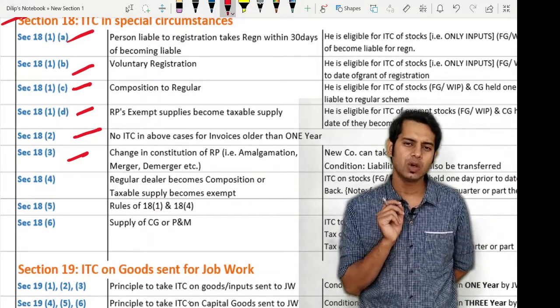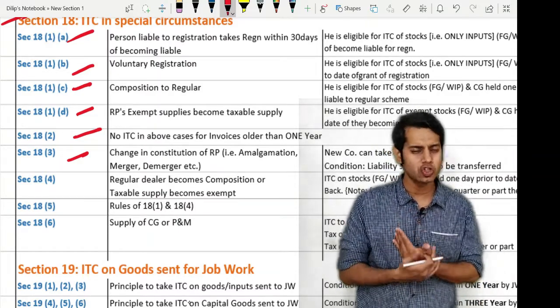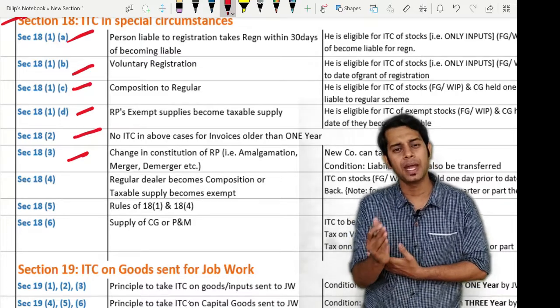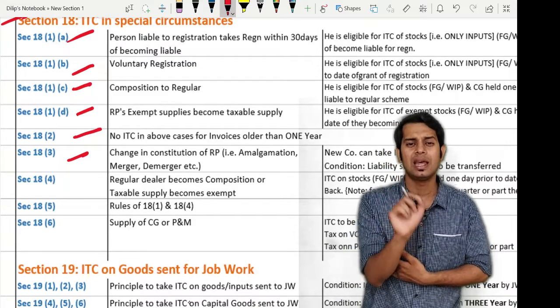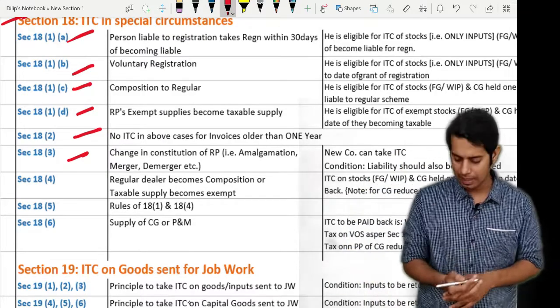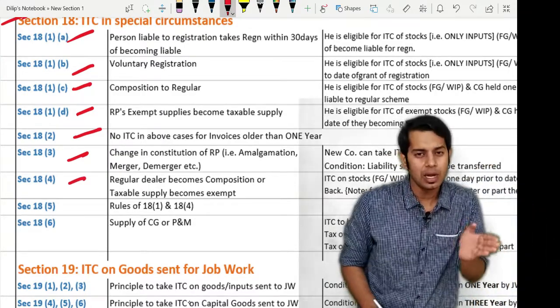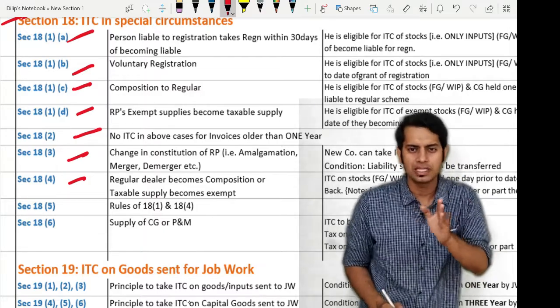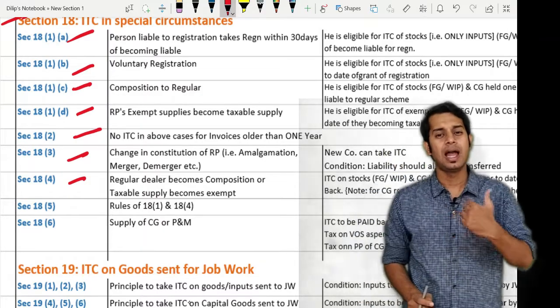Section 18(3) talks about change in constitution of business. Whenever there is a change in constitution of business, ITC can be taken by the new person, provided that there is a specific provision for transfer of liability, that is, the liability should also have been transferred.